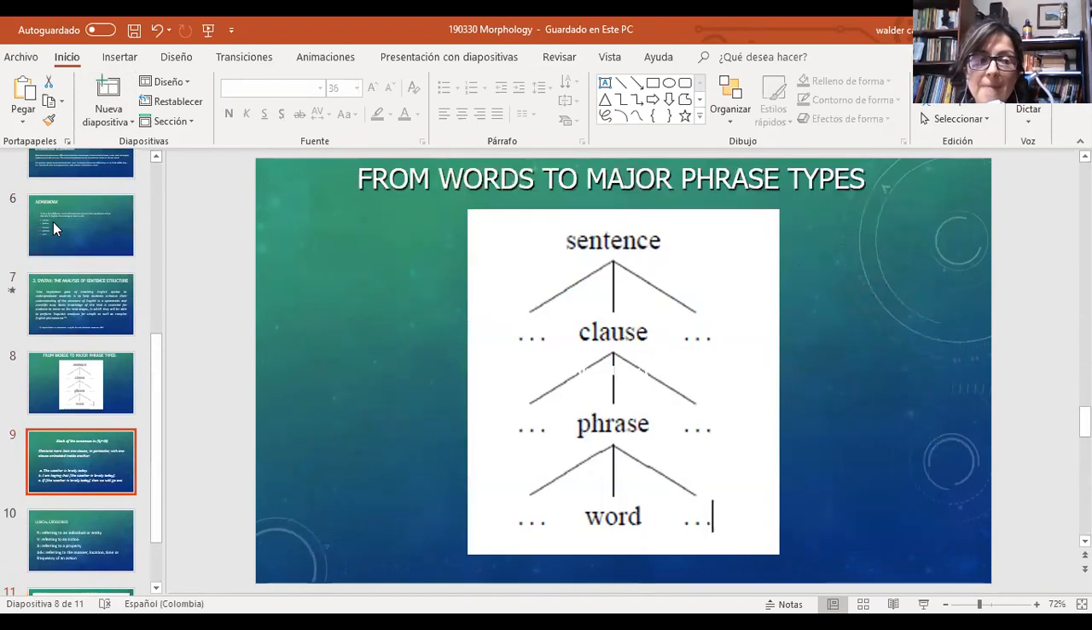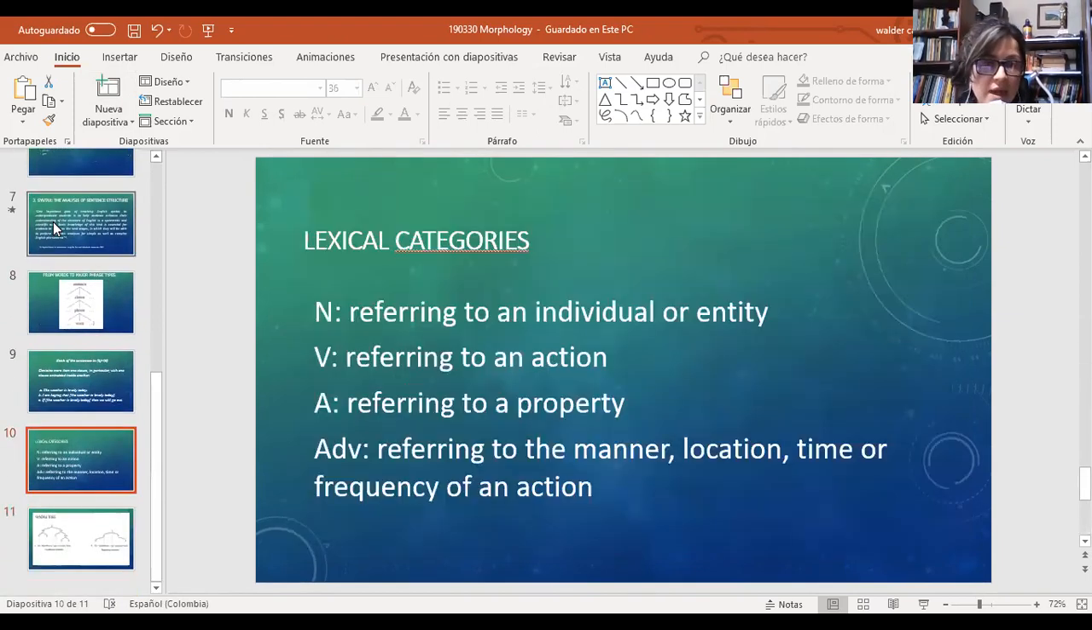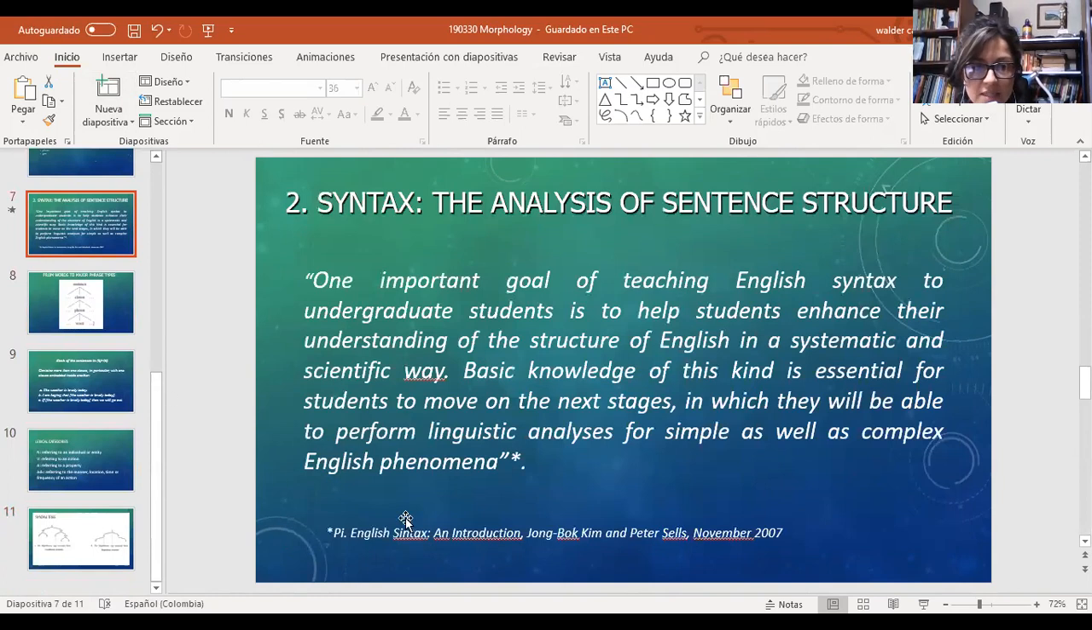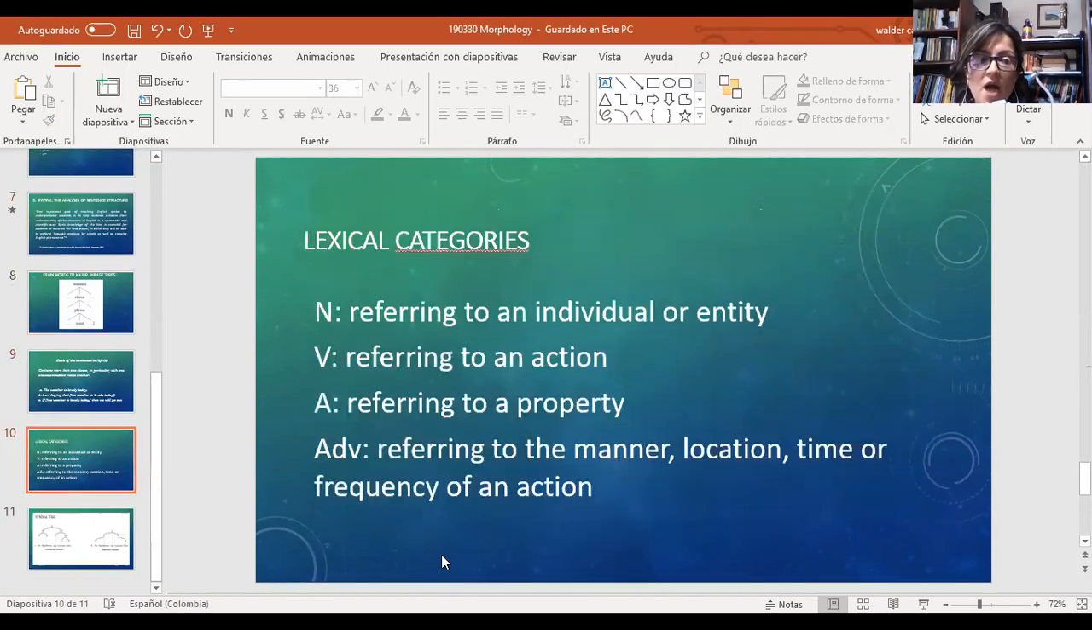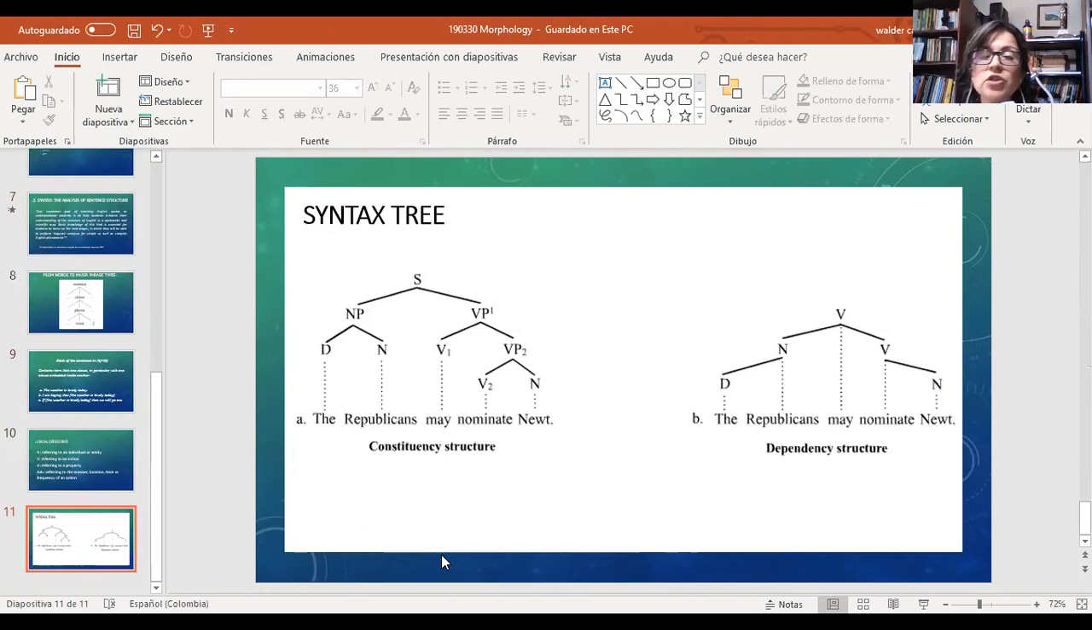Here I share with you the book. This is the book that you should study to understand the syntax, because it's a very big topic. Today we only study an introduction, and for the next week we are going to see more complex syntax trees with adverbs, with adjectives, with prepositional phrases.